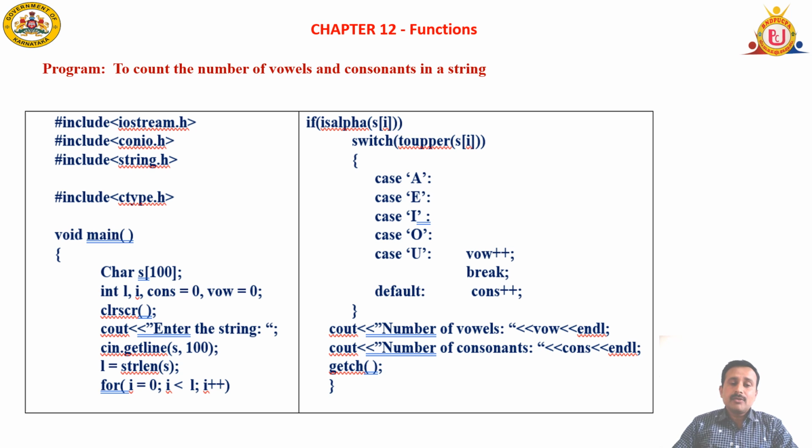Finally, the number of vowels, it gives you the number of characters which is added to the vow variable, and the number of consonants, the number of characters which is assigned to the consonants variable. So it's going to print these two things, vowels and consonants.